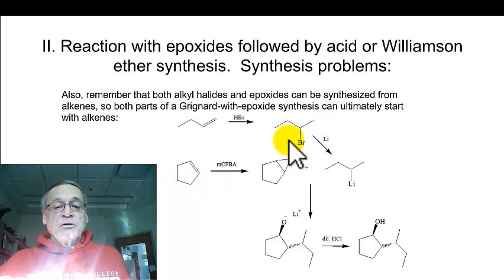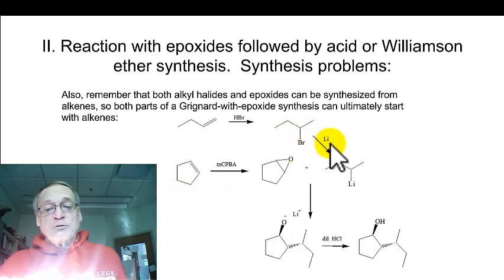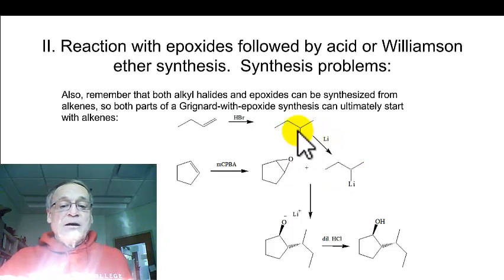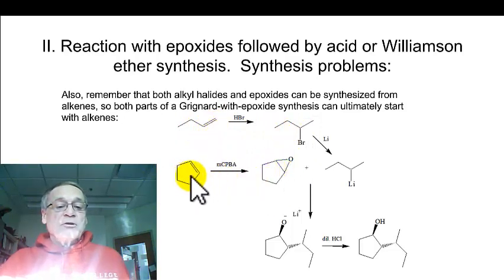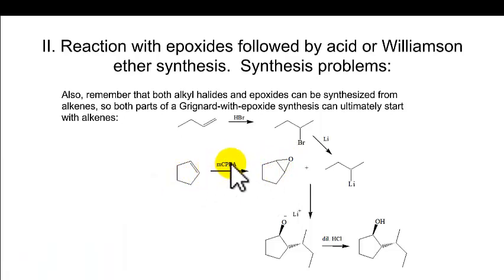So if you need to make an alkyl halide, which you typically will because you're going to want to react it with lithium or with magnesium, how do you make that alkyl halide? You make it from an alkene by adding HBr or HCl. And also remember that you can make the epoxide itself from an alkene by reacting with MCPBA, as I mentioned before. So notice that this is a complete synthesis.